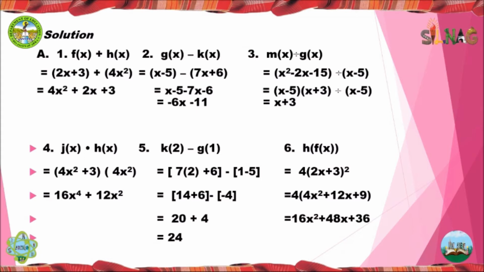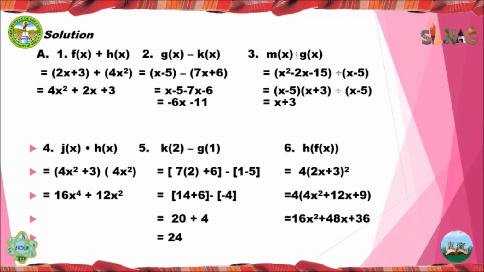Number 2. g of x minus k of x. Again, we substitute the values of g of x and k of x. So we have the quantity of x minus 5 minus the quantity of 7x plus 6. So we have x minus 5 and then negative 1 times 7x is negative 7x. Negative 1 times 6 is negative 6. And then we combine similar terms. x minus 7x is negative 6x. Negative 5 minus 6 is negative 11.